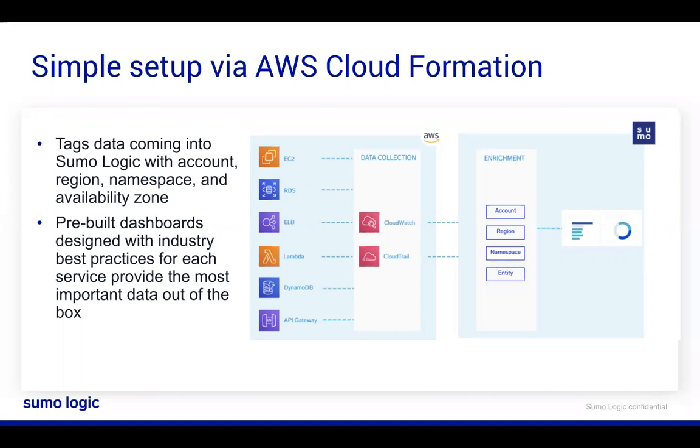And as it comes into Sumo Logic, we also enrich that data with all of the contextual information that's really important as it's coming from AWS, like the account, region, namespace, and entity information, so that we can build out that hierarchy view and allow you to traverse your data in a really logical and intuitive way.